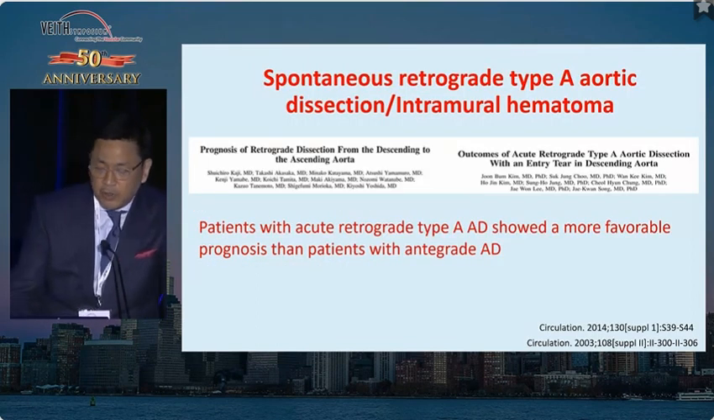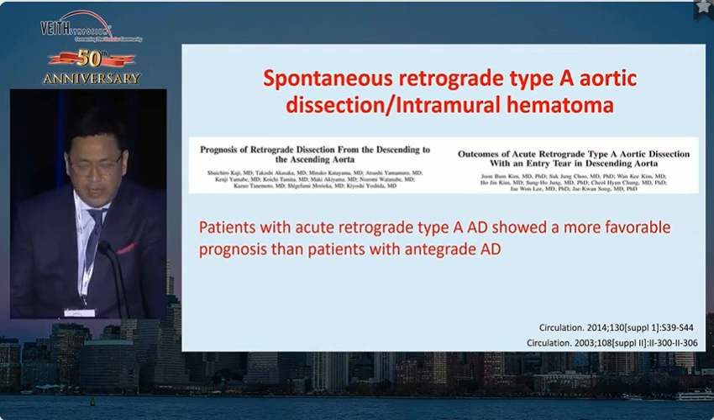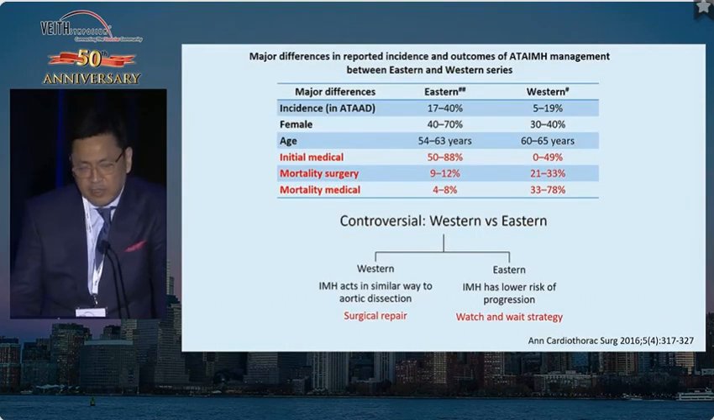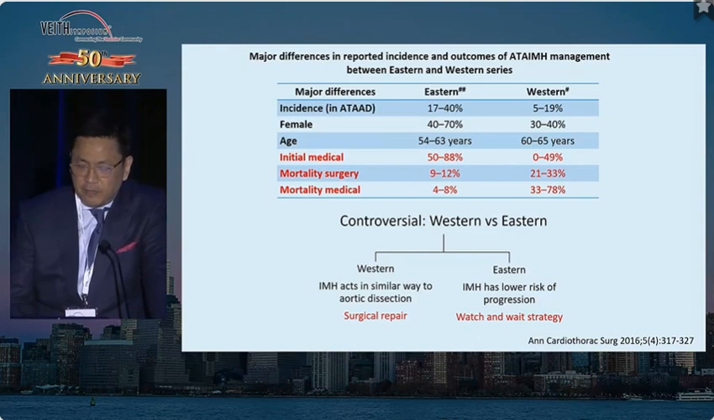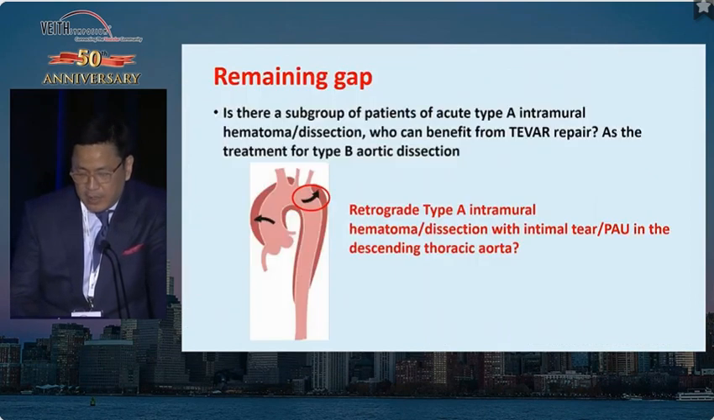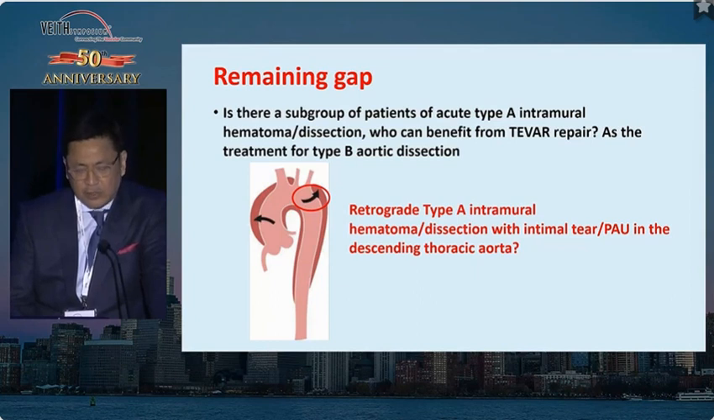And there has been reporting that a spontaneous retrograde type A aortic dissection has a more favorable prognosis than patients with antegrade aortic dissection. So there has been some inherent treatment strategy difference for the treatment of acute type A intramural hematoma between the East and the West, based on the better medical treatment mortality in the East than the West. So we are thinking that the retrograde type A intramural hematoma is really a subgroup of patients who can benefit from TEVAR repair, as we treat type B aortic dissection.